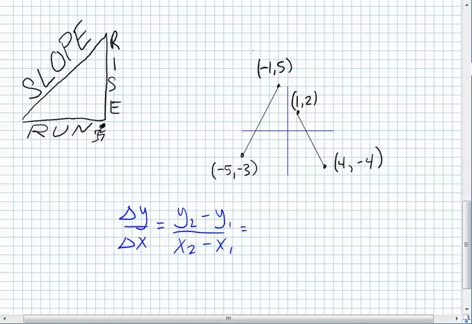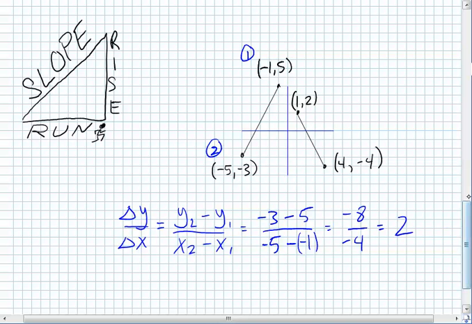So let's take that first line and plug in some numbers. Let's call this point up here 1 and this point down there 2. I'm just going to fill in y2 and y1. So the y coordinate from point 2, negative 3, minus the y coordinate from point 1, which is 5, over the x coordinate from 2, negative 5, minus the x coordinate from 1, which is negative 1. Negative 3 minus 5 is negative 8. And negative 5 minus negative 1 is the same as negative 5 plus 1, so that's negative 4. The slope is negative 8 divided by negative 4, which is positive 2.